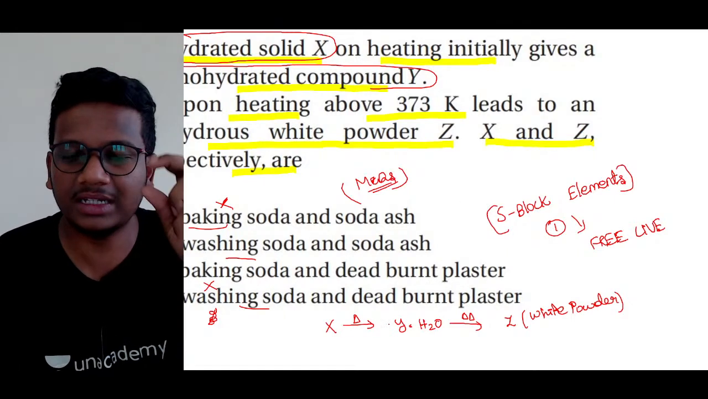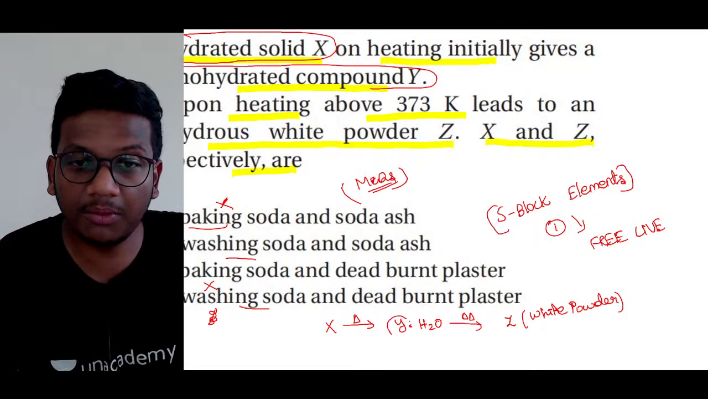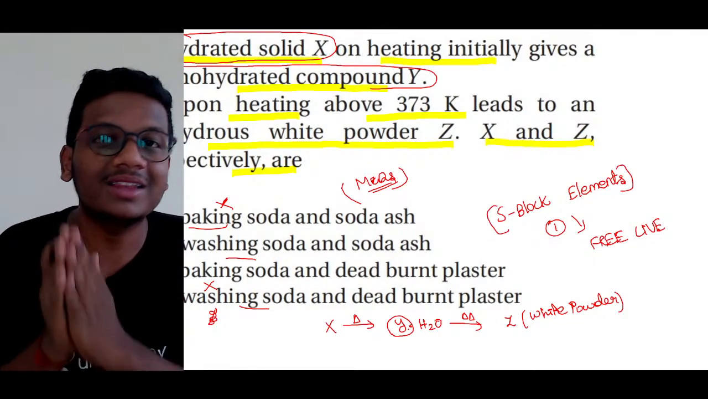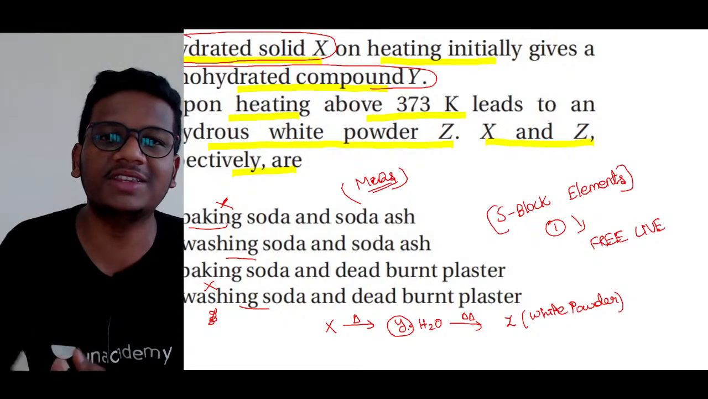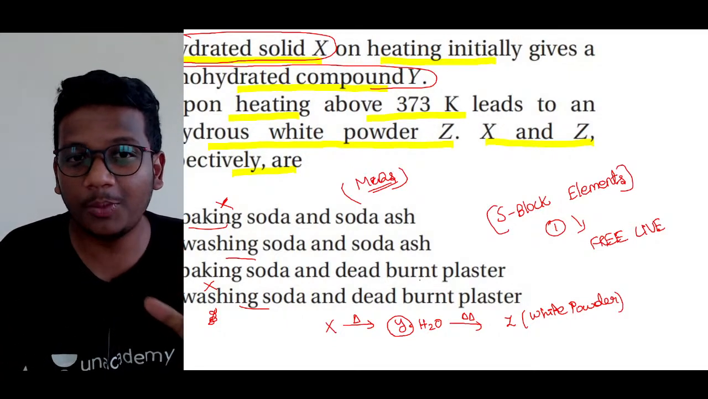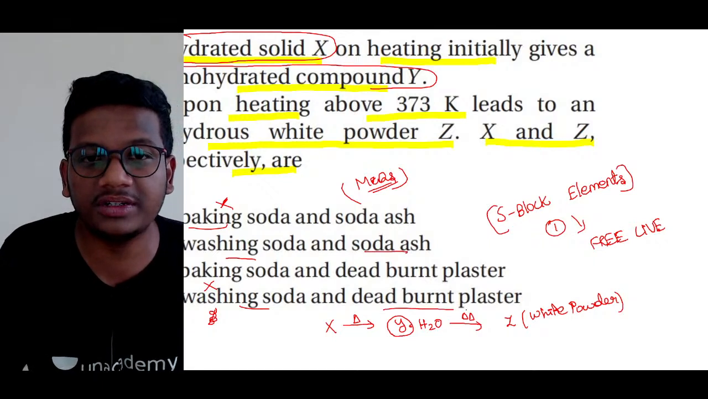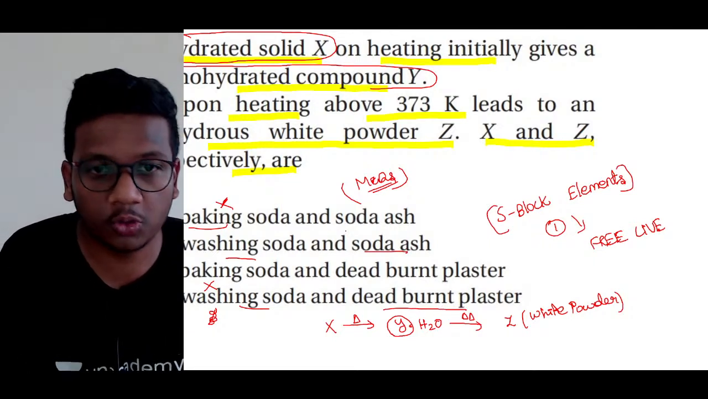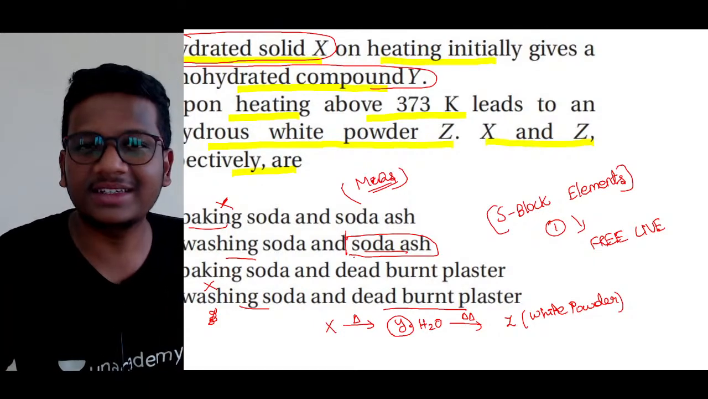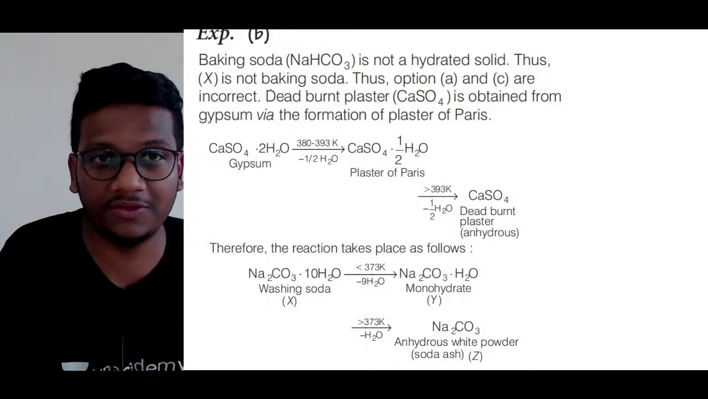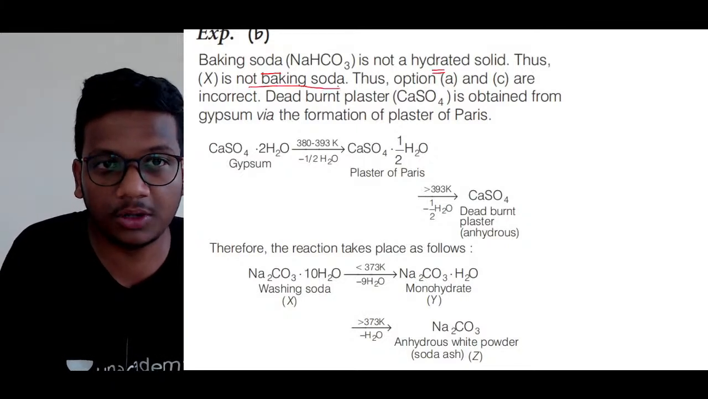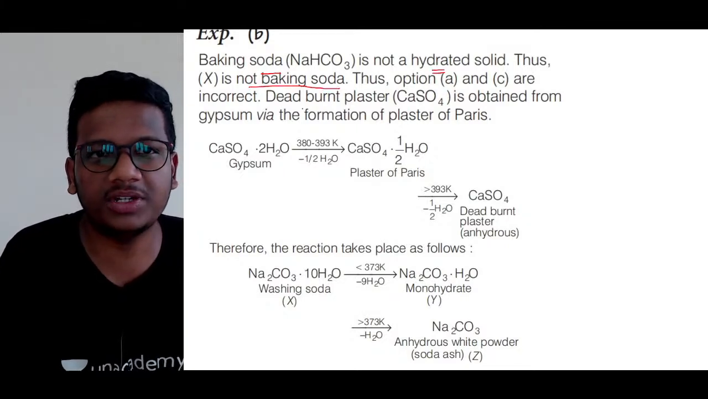If you heat X mildly, you get a monohydrated compound Y, and with further heating above 373 Kelvin you get your anhydrous white powder. Is it soda ash or dead burnt plaster? What is the formula of soda ash? Yes, we will discuss in detail. The first and foremost thing: baking soda is not a hydrated solid, thus X is not baking soda, so options A and C are incorrect.